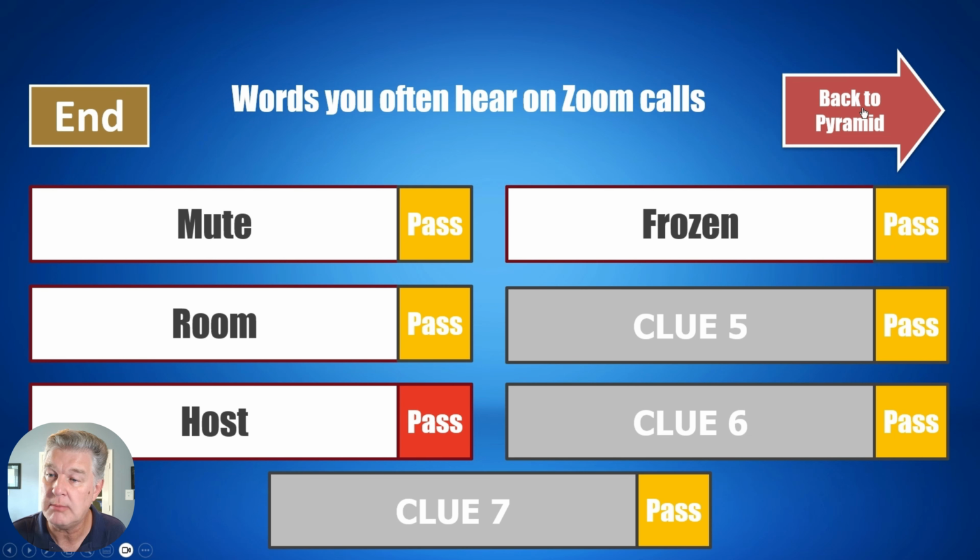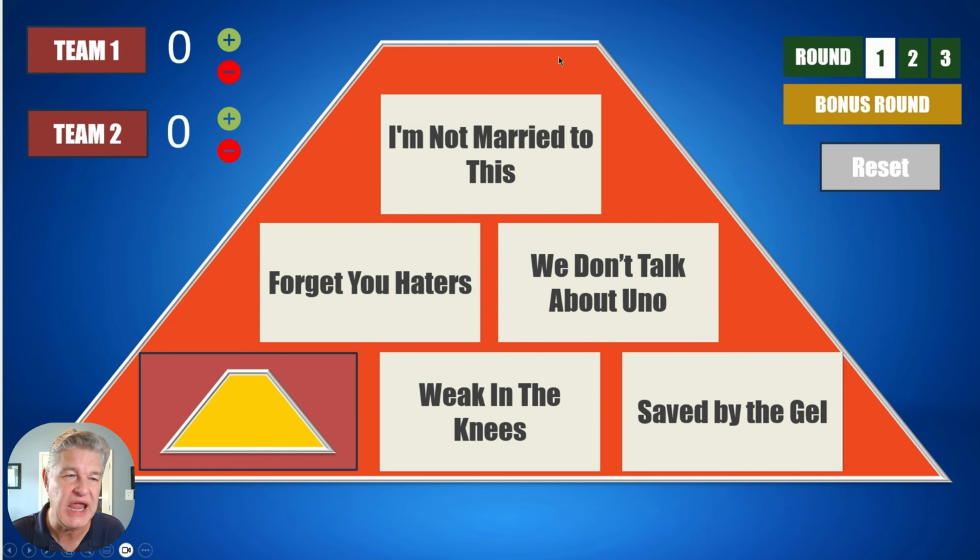And then I'm going to click on back to pyramid. And team 1, how many points did you get? 3 points. So I'm going to click this plus sign, 1, 2, 3. And now they have their 3 points. And now we go to team 2, and team 2 gets to pick one of these other categories.